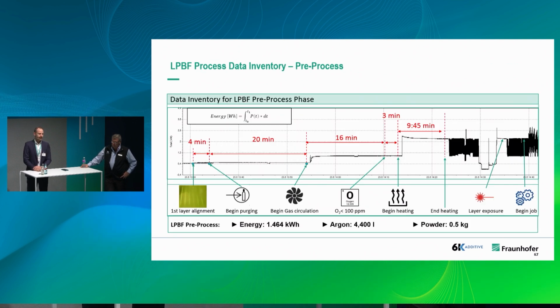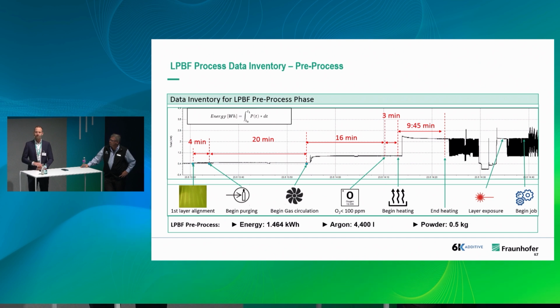If we take a look at the raw data for the electric consumption, this is what our data looked like. So it's just the preparation for the build job. So you cannot just go to the machine and hit play. There's some things you need to do in advance in order to set up the build job. And for that, the machine needs to be running at a base load of about 400 watts. And you see the steps: purging the machine, starting the gas circulation.